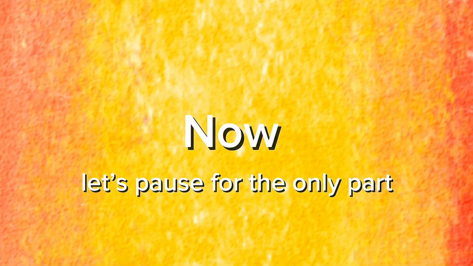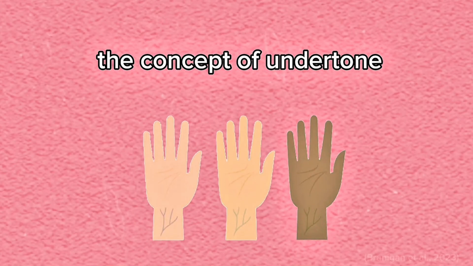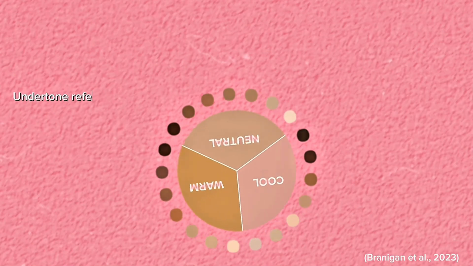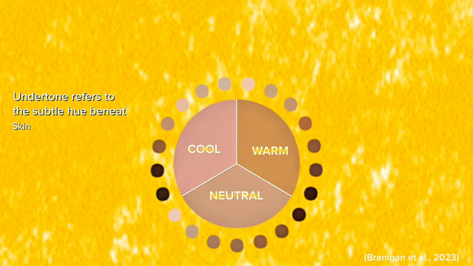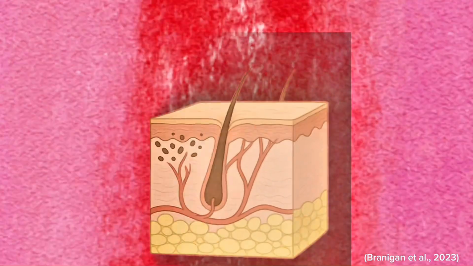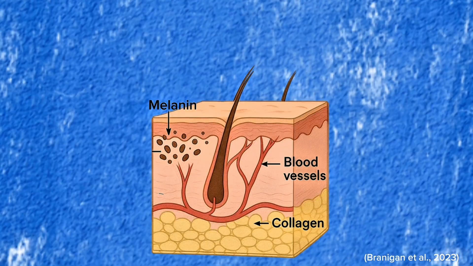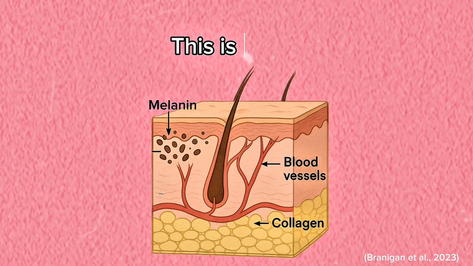Now, let's pause for the only part that actually has a scientific basis, the concept of undertone. Undertone refers to the subtle hue beneath your skin tone, warm, cool, or neutral, shaped by melanin, blood vessels, and collagen in the skin. This is real, biological, and can be measured.